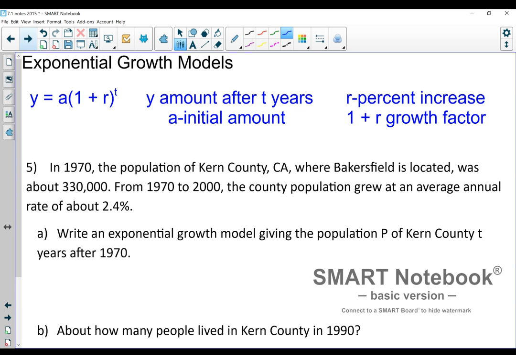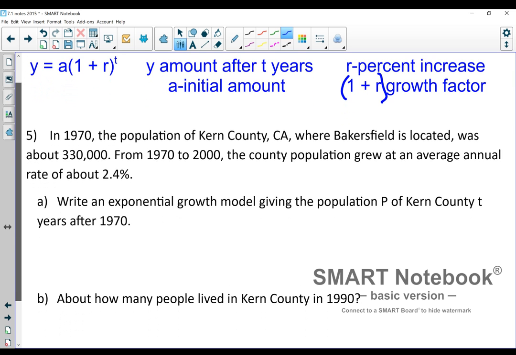Exponential growth models. So we're given a formula. A is our initial amount. Y is going to be after t years. R is our percent increase, and then 1 plus R, that whole quantity, is going to be our growth factor. So we're going to look at using some exponential growth models to find population or money, stuff like that.